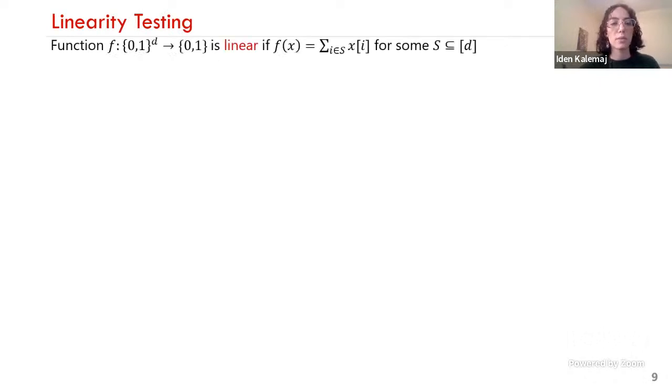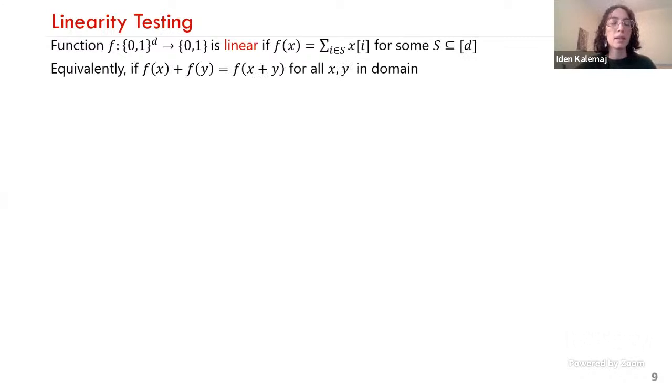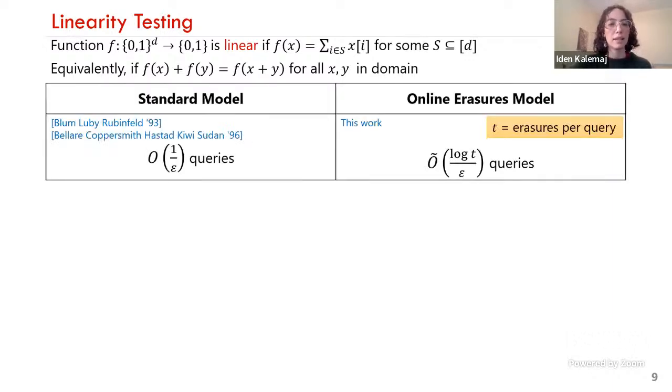We consider functions which are Boolean valued and whose domain is the d-dimensional hypercube. Such a function is linear if it can be expressed as a sum of input bits for some subset of the bits. Equivalently, it can be shown that such a function is linear if f(x) plus f(y) is equal to f(x plus y) for all points x and y in the domain. Linearity testing, in the standard model, has been widely studied due to its connections with probabilistically checkable proofs and hardness of approximation results. In the standard model, it can be tested with 1 over epsilon queries.